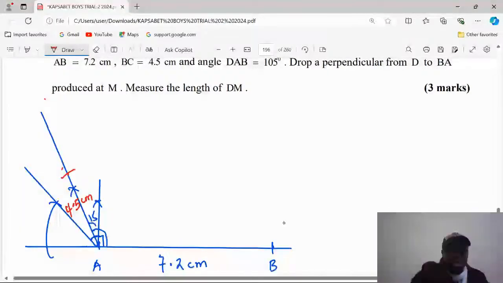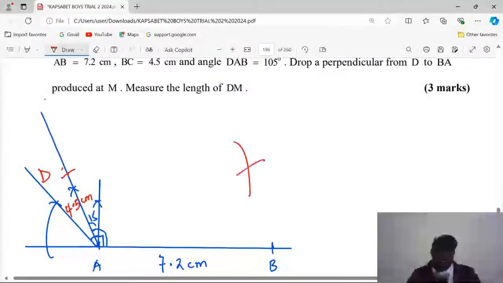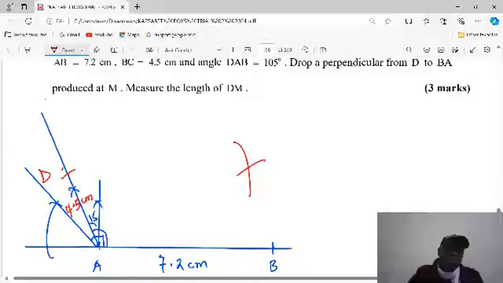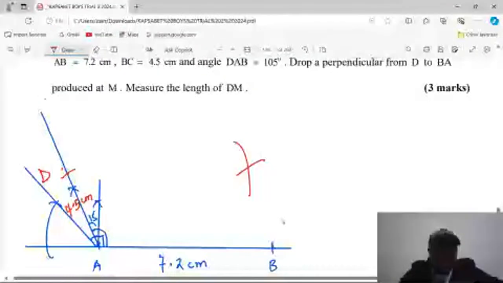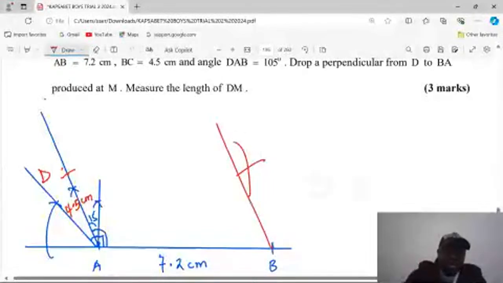We just make an arc using a length of 7.2, and we stand at D. Using a length of 7.2, we stand at 4.5, and we stand at B. We make an arc again. Intersecting, they will give us our point C, and so we will be able now to produce our parallelogram.